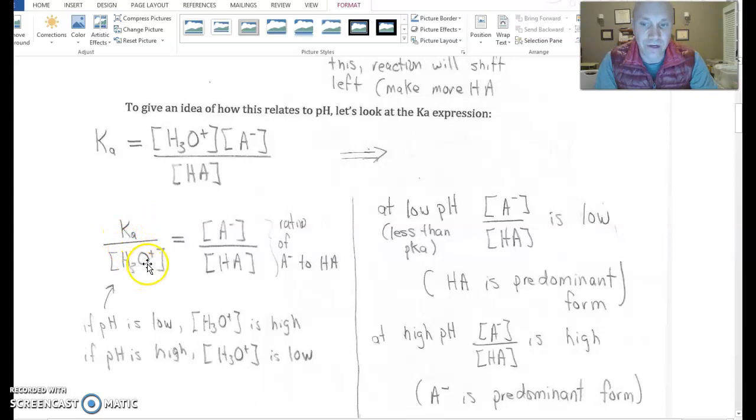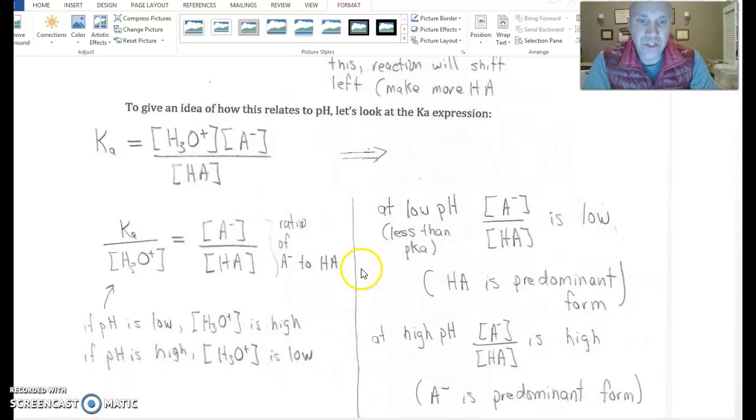But notice you've got this right here, the concentration of H3O+. And remember, that's all that pH is. pH is just an indication of how much H3O+ you have swimming around in the solution. So remember, if the pH is low, what that means about the solution is that the amount of H3O+ is high. And vice versa, if the pH is high, the amount of H3O+ is low.